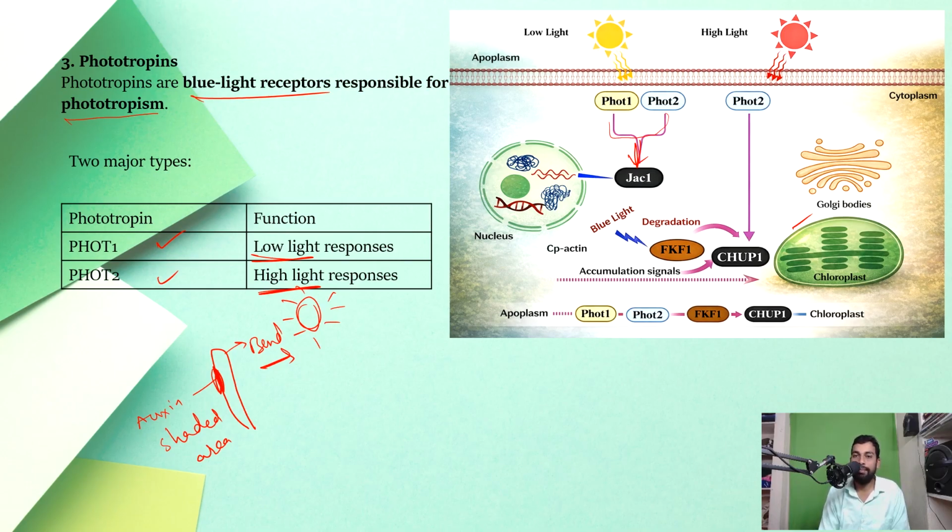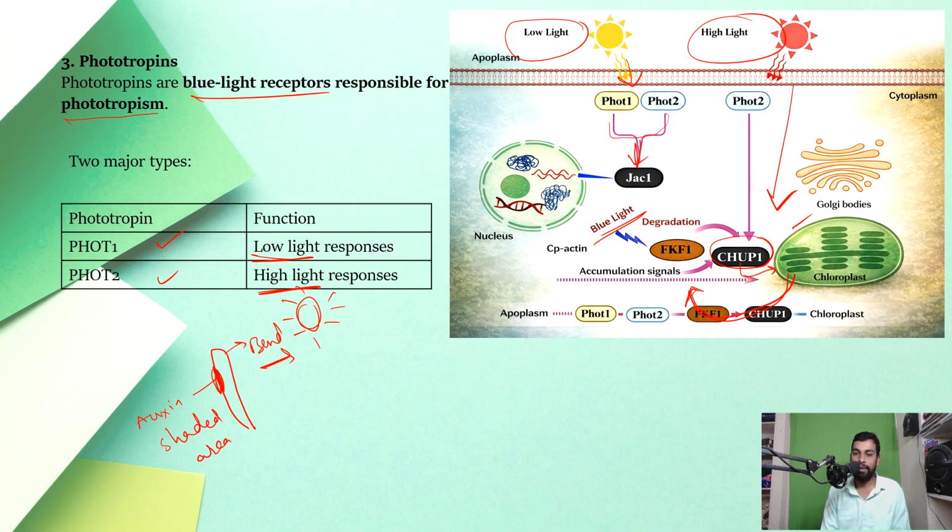Now see the diagram. Here is low light, here is high light. Okay, if there is low light, what is happening here? Here is low light, so that means there is blue light. So chloroplasts have actin sites. CHUP1 binds with the chloroplast. So it pulls the chloroplast towards the shaded area or low light area. Why is it happening? Because if there is high light, then the chloroplast will be degraded. So it has to be protected.